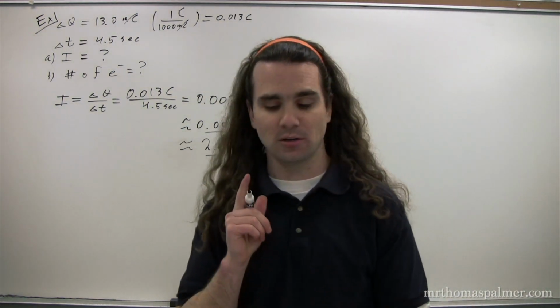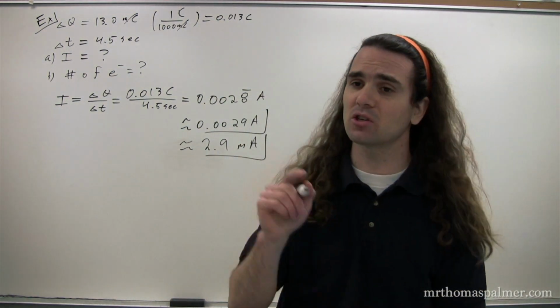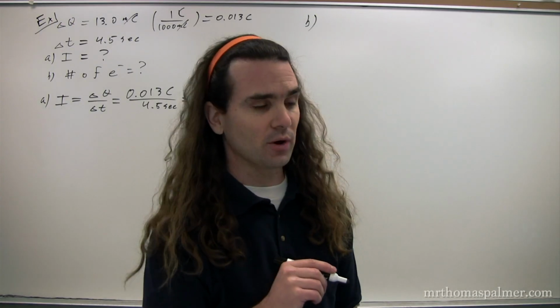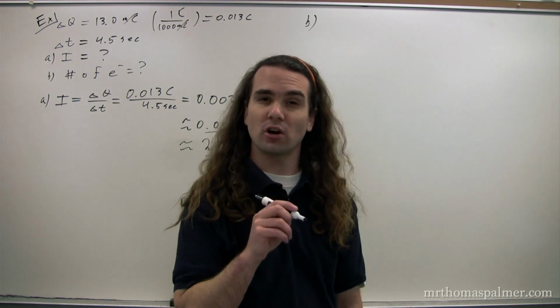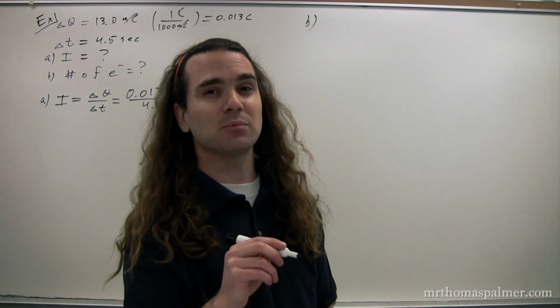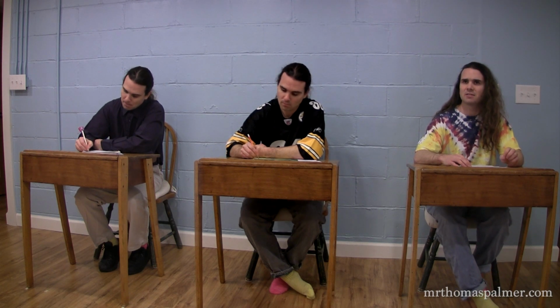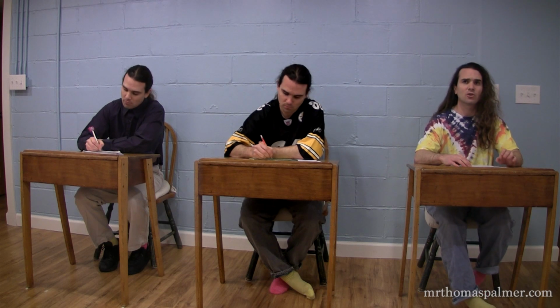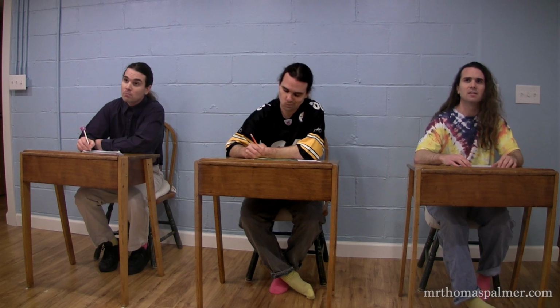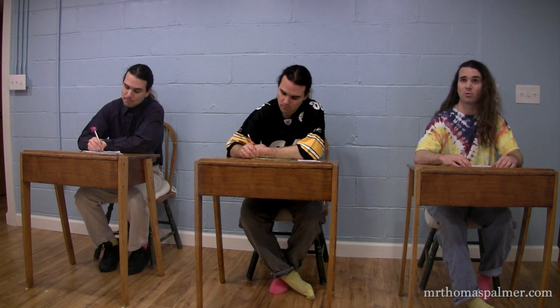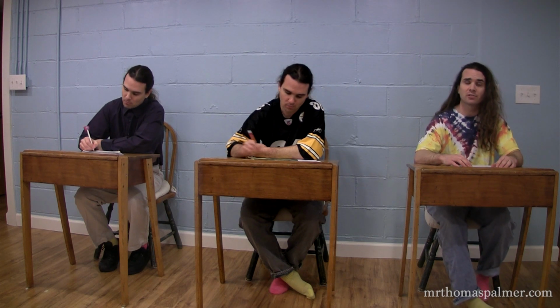Great. Part B. Bo, can you please solve part B for us? Well, we already know the charge, so we can use the equation Q equals N times E. You're right, we're going to use the quantization of charge equation, Q equals N times E, or the charge equals the number of charge carriers times the fundamental charge. We need to rearrange that to solve for the number of charge carriers, N. That gives us N equals charge over fundamental charge E.